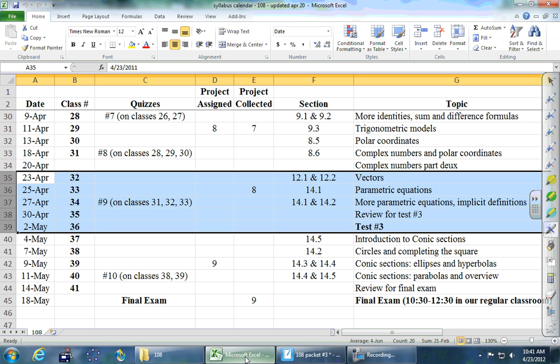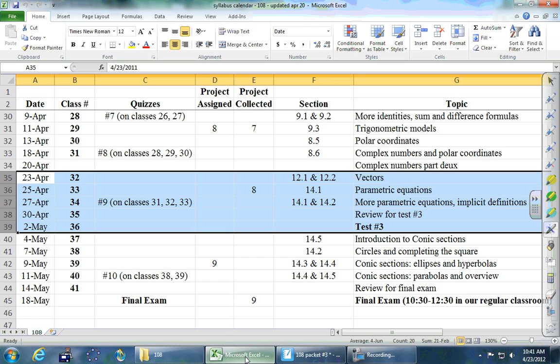Okay, so today we're going to keep talking about vectors. We will finish vectors. If there's time, we'll start parametric equations. Tonight's homework is going to be about vectors. We're going to spend 2 days on this thing called parametric equations. Then we review for our test, and our test is now officially moved to May the 2nd.